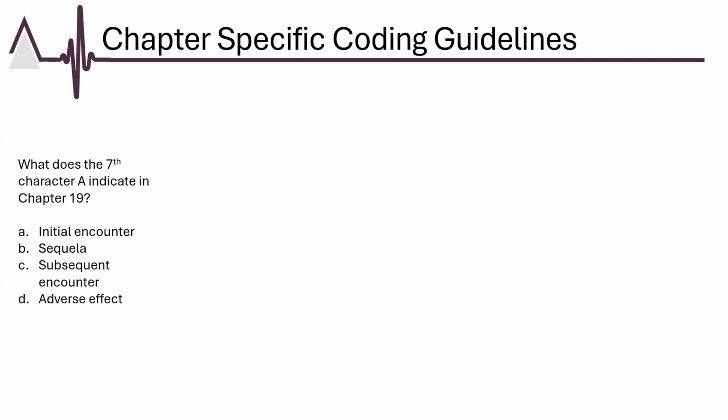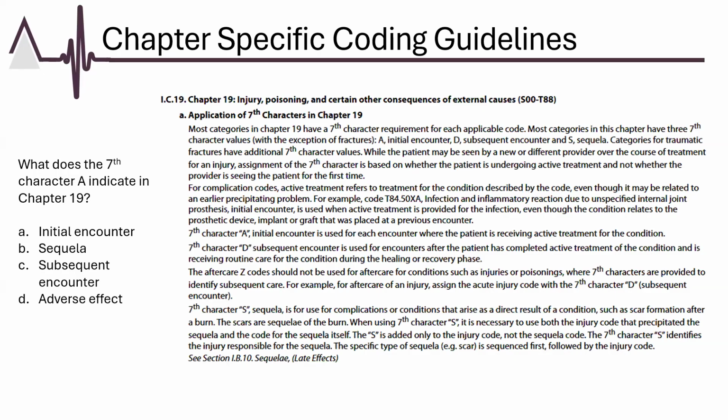What does the seventh character A indicate in Chapter 19? A, initial; B, sequela; C, subsequent encounter; or D, adverse effect. Reviewing the guidelines, it states that A is for initial encounter, making A the correct answer. B is for subsequent, and F is for sequela.